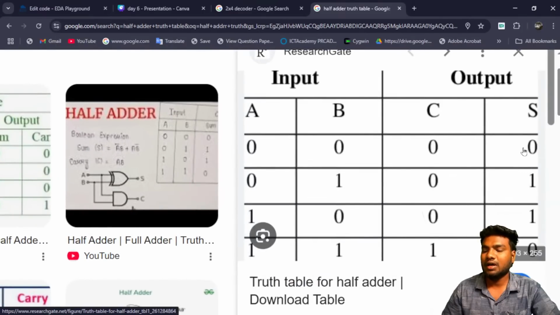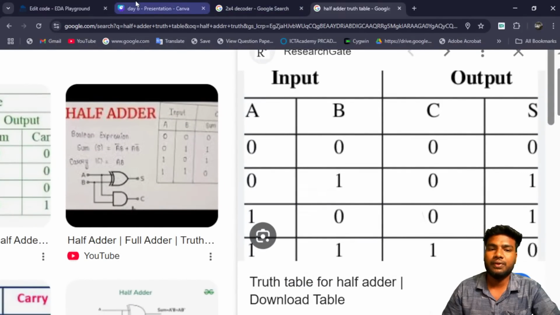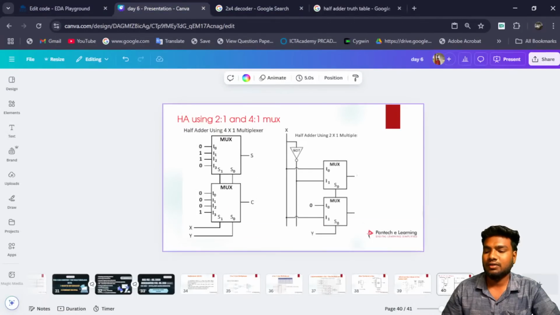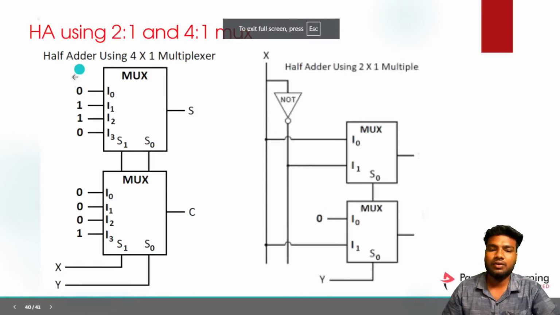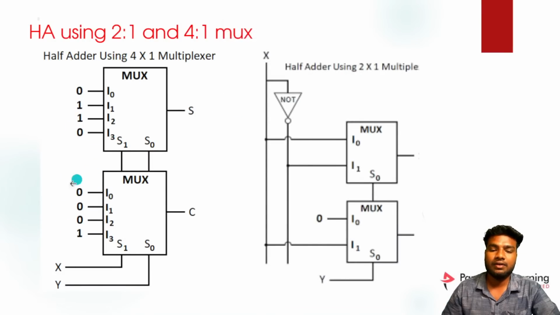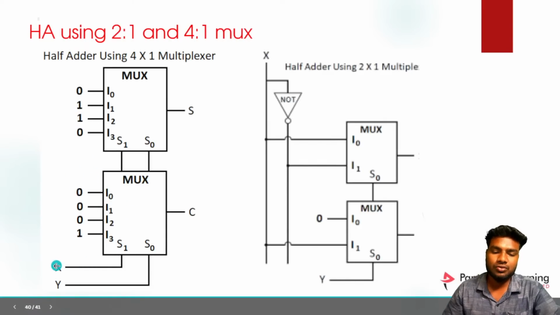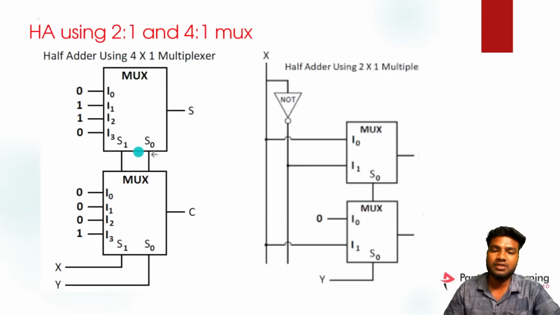Yeah, you can see it has 0 1 1 0. This is the output, the input for the 4x1 mux, and this is the output for the carry of the half adder: 0 0 0 1. So if my selection line is 0 0, it will choose this line. From this mux it will choose the first line. In this mux it will choose this line.